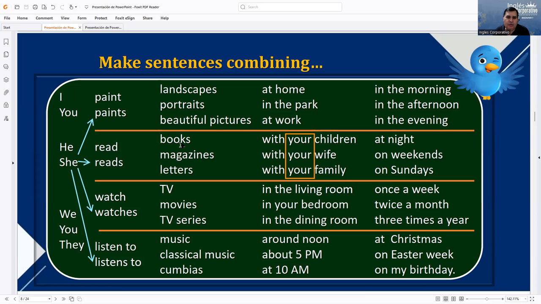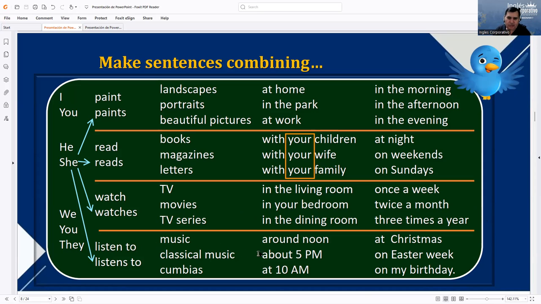He reads books with his children at night. She reads magazines with her family on Sundays. She reads letters with her husband on weekends. We watch TV in the living room once a week. You watch movies in your bedroom twice a month. They watch TV series in the dining room 3 times a year.